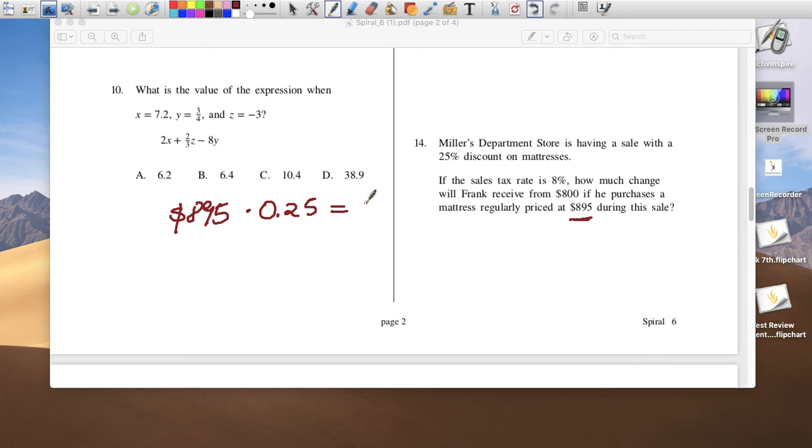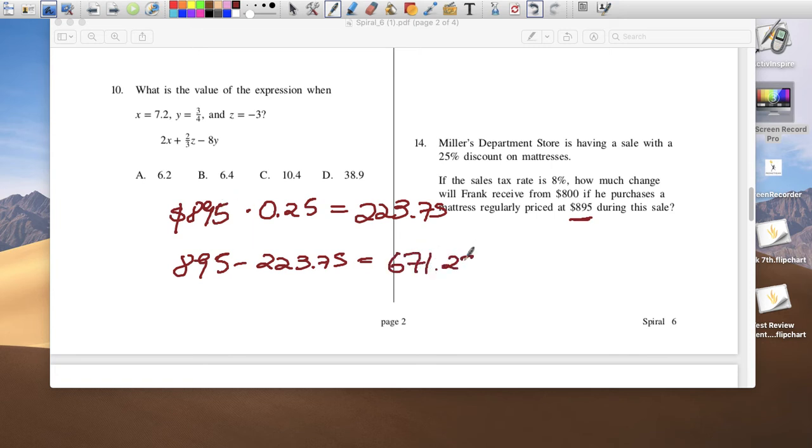So 895 times 0.25 equals 223.75. Wow, that's a huge discount. So that's your discount. So let's go to your price. You had $895 minus 223.75. It's going to give you the mattress price now at $671.25.